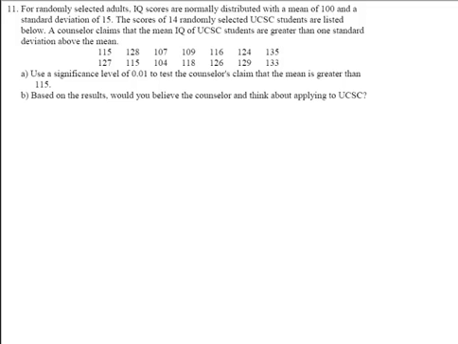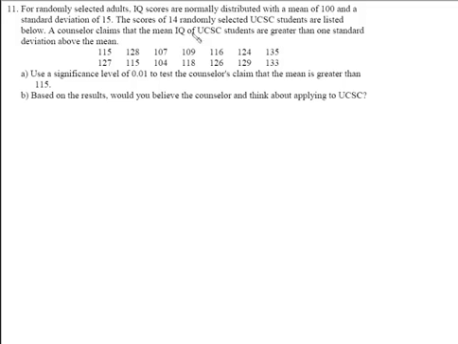Number 11. Let's read the problem. For randomly selected adult IQ scores, they are normally distributed with a mean of 100 and a standard deviation of 15. So this gives a population standard deviation. That's important to note because that's going to determine whether we're going to use the Z distribution or a T distribution. The scores for 14 randomly selected UCSC students are listed below.